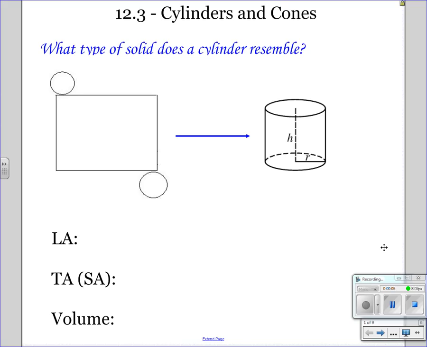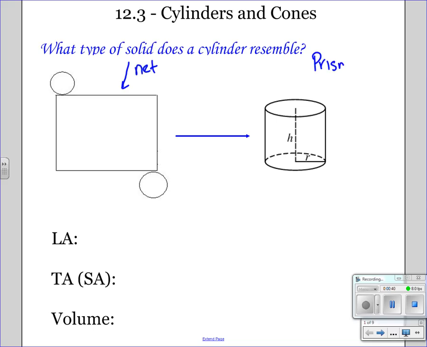Today we're going to be talking about cylinders and cones. And I have here a figure, and this is called a net. What a net is, basically, is if I were to take apart a three-dimensional solid and show the different figures that it makes up. This is the figure that a cylinder is going to make up. And what type of solid does a cylinder resemble? It resembles a prism.